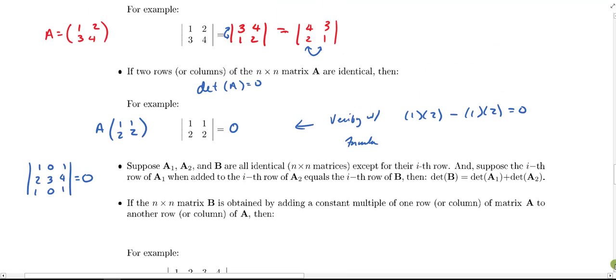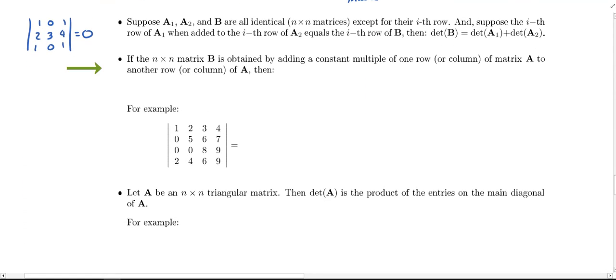Okay, so let's look at this next one. This next property says that if I were to do any operation where I take one of these rows right here, and I replace it by a linear combination of it and some other row, that I do not change the determinant. So if I obtain this new matrix B by adding a constant multiple of one row to that other row, then we don't change the value of the determinant.